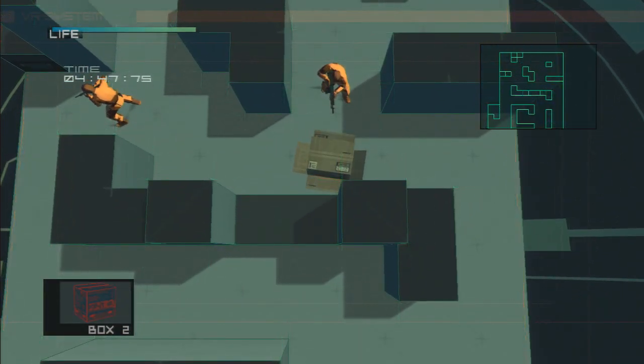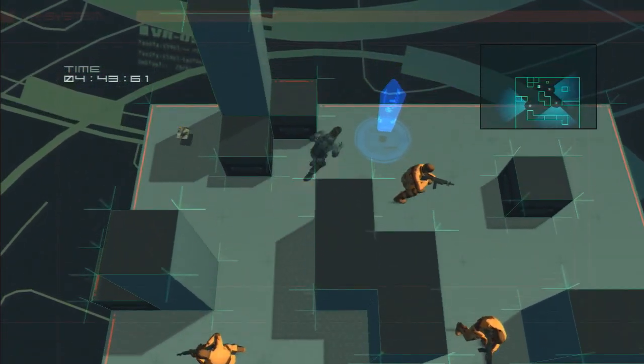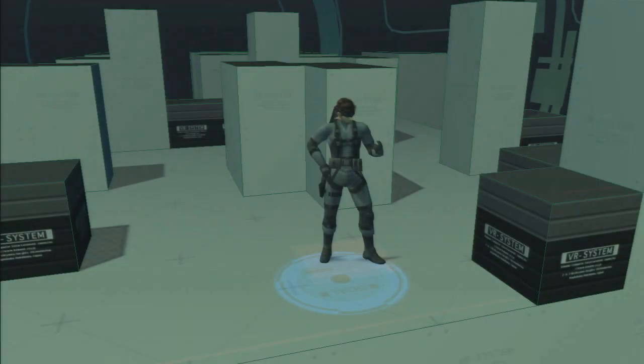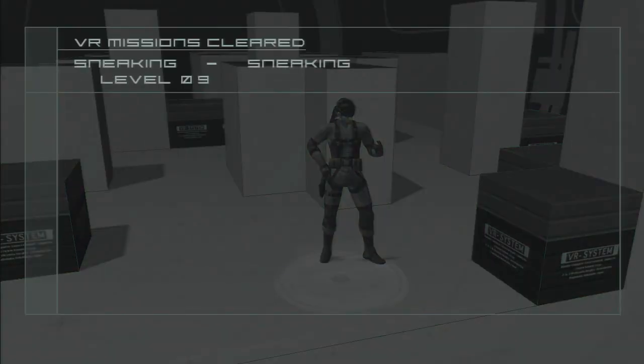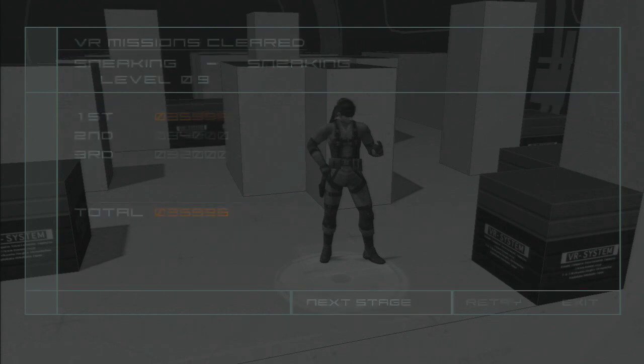I love that they have a sneaking level that has the cardboard box. You have to use the cardboard box in this level. Well, you probably don't have to. I haven't found a way you can get around it, though. But yeah, this is level 9, we're almost done with the sneaking missions.